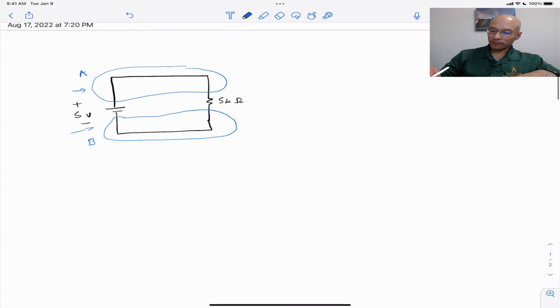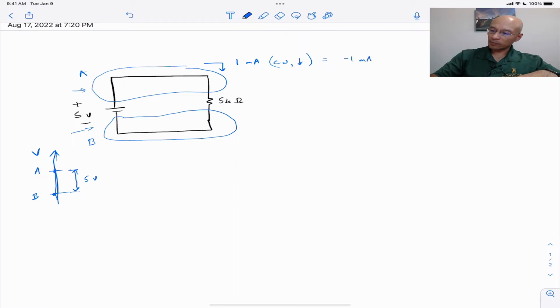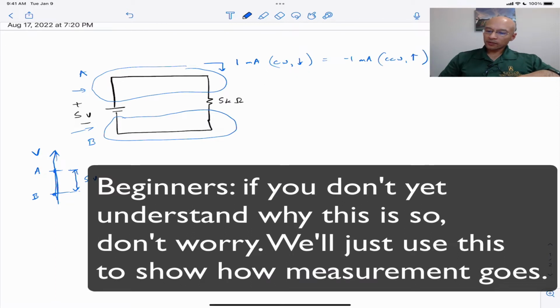So in the voltage axis, I might sketch this as A and then B, and then indicate that this is 5 volts. So here's a voltage axis. Now we also could know that 1 milliamp of current flows clockwise or down through the resistor, and that's exactly equivalent to -1 milliamps flowing counterclockwise or up through the resistor. So these are some things we know about this circuit. Now let's sketch how measurements should work here.